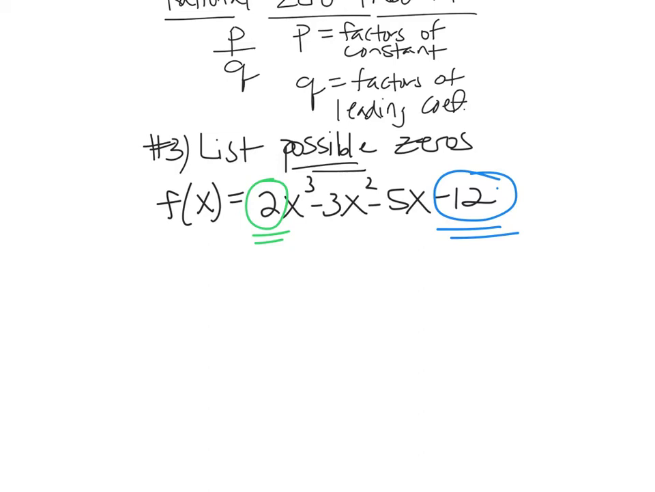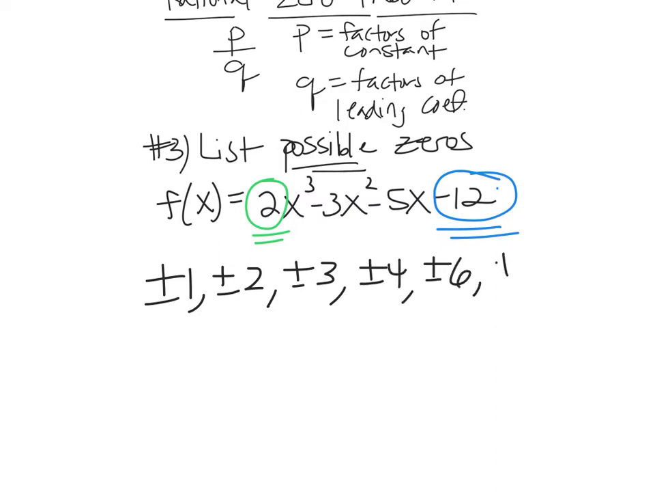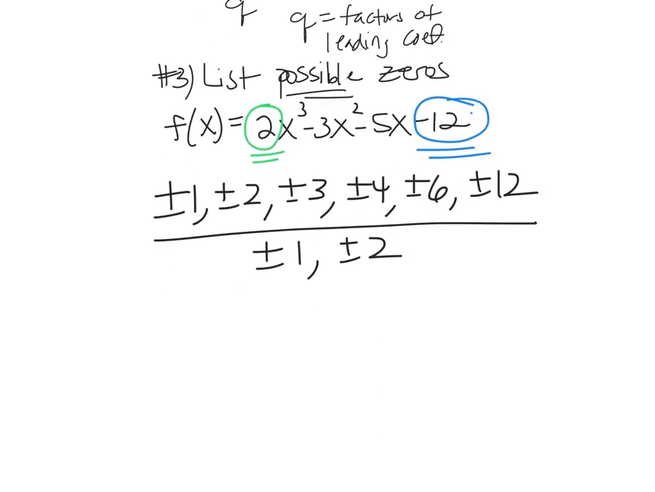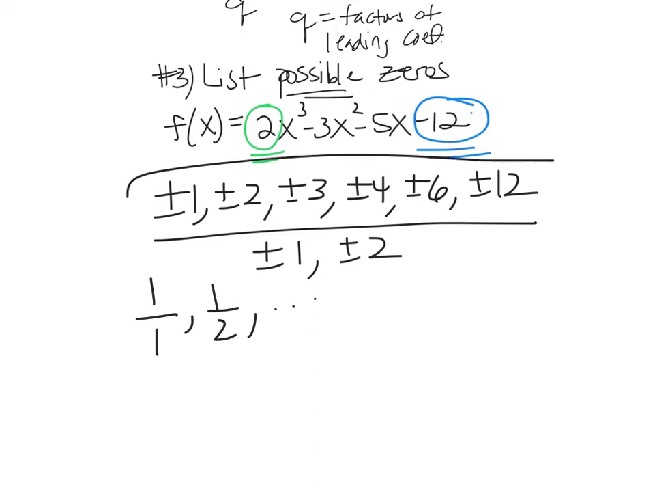So let's write down all the factors of 12. The factors of 12 would be plus or minus 1, 2, 3, 4, 6, and 12. And then the factors of 2 would be plus or minus 1 and plus or minus 2. So if we had to list all of these, we would have to do 1 over 1, and then 1 over 2, and 2 over 2, and 3 over 2, and so on and so forth. You have to list them all. I don't mind you leaving them like this because you can see what they could be.